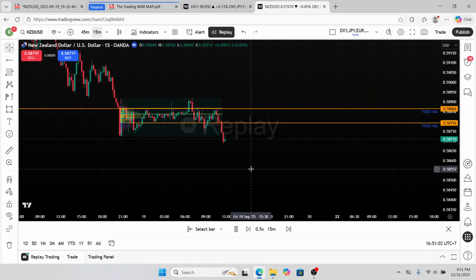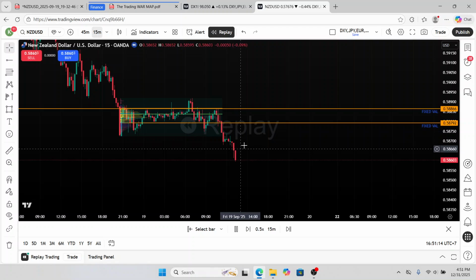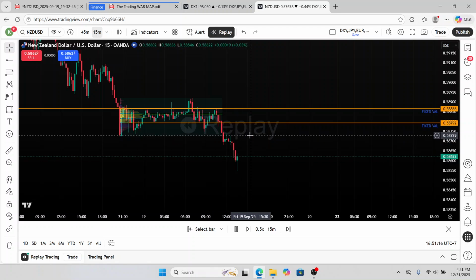So we broke below that range, and when you break below a range, sometimes there's no retracement back, and sometimes you just have to let it go. And here you would be expecting, okay, it's gone, it's not going to come back anymore, but it does come back, and you can see this rejection.